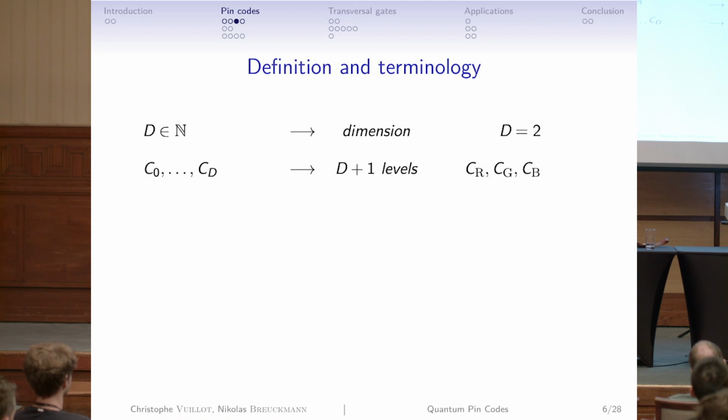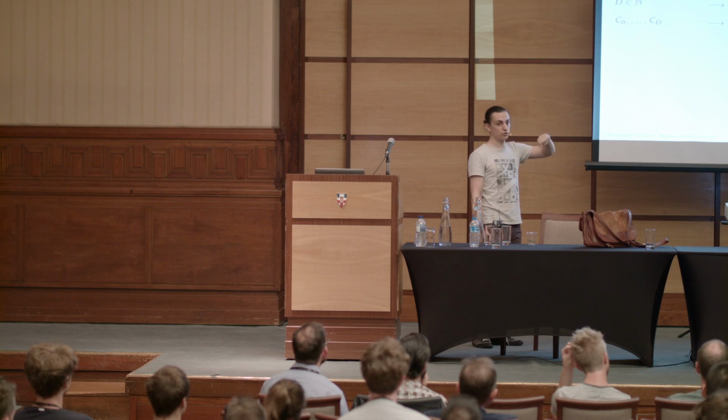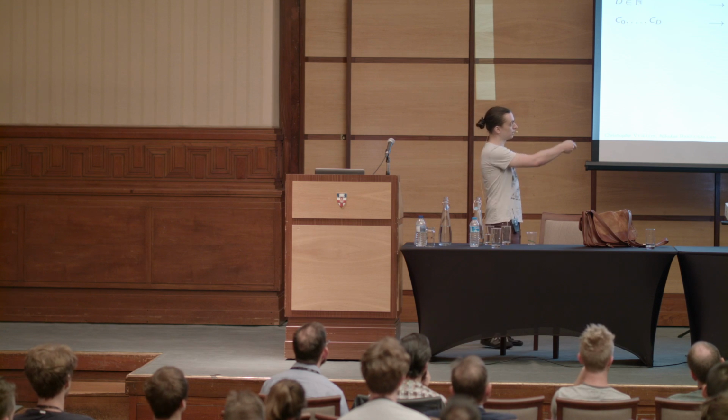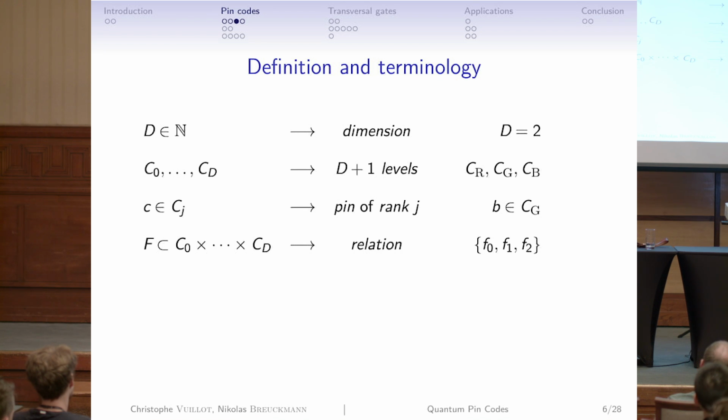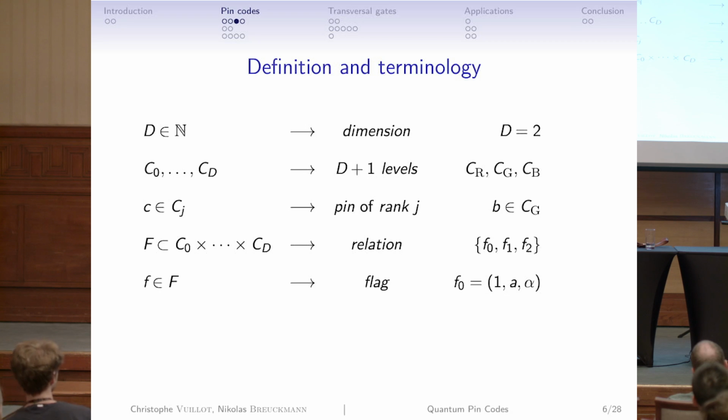Okay, so let's put some more rigorous notation here. So I picked a number of different sets, whose number is going to be related to a parameter analogous to a dimension. So in the example, I had d equals 2, and then every time I choose d plus 1 sets that I also call levels. And they were these red, green, and blue sets. Inside these sets, there are the pins. And the index of the set a pin comes from is called its rank, right? So for example, the pin B came from the set green. Okay. And then on this set, I put a relation. So relation, what is it? It's a subset of the Cartesian product of all the sets. And in the example, I had three such elements, F0, F1, F2. So each element in this relation is called a flag, and as I just said, it's a tuple of pins, one coming from each set.